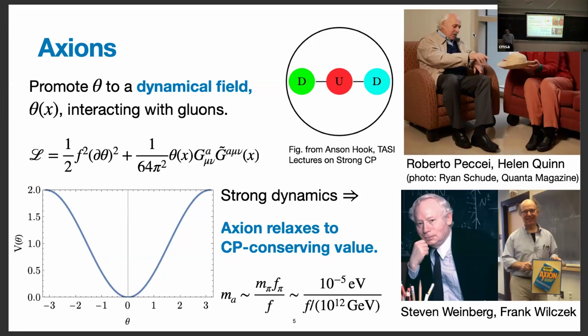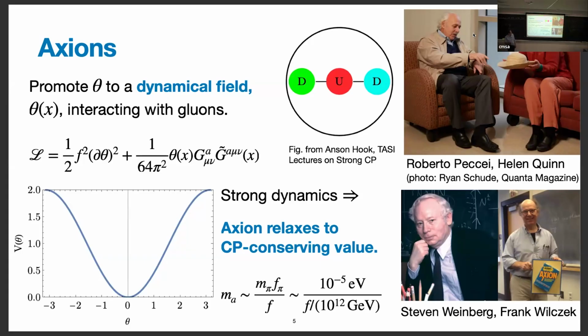It turns out this is not a very satisfying solution to the strong CP problem, because what the work of these people showed was that this solves the strong CP problem if you write down precisely this Lagrangian. But you can ask, why should I not write all kinds of other things involving this field theta of x?